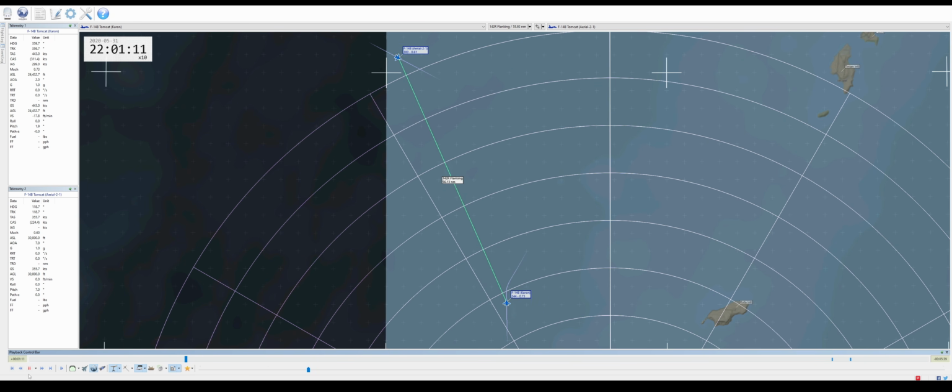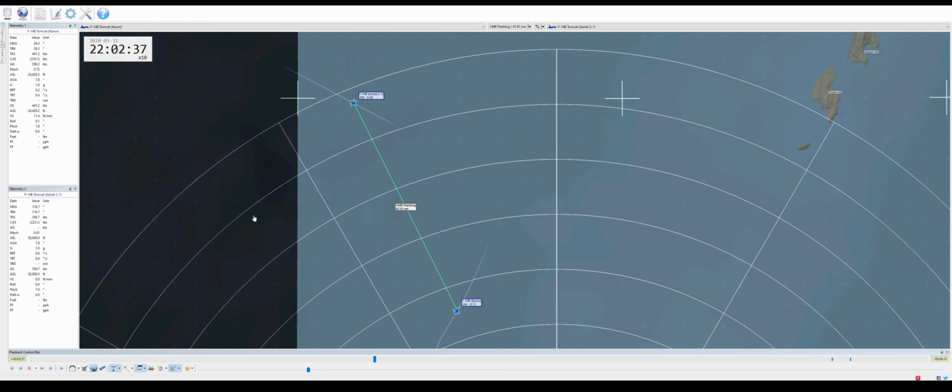Tac view is always interesting to watch, even if the scenarios are very simple as this one. The track conveys extremely well the dynamics and the process of conducting these simple exercises.